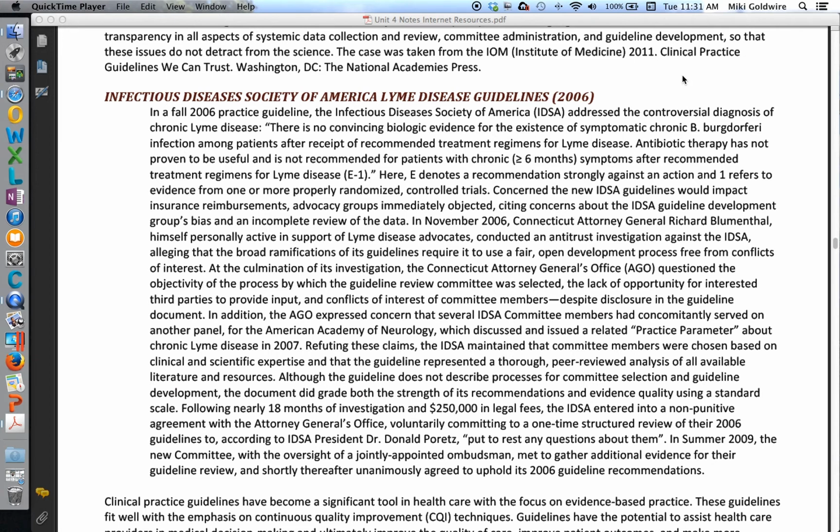According to the IDSA president, Dr. Donald Poretz, this would put to rest any questions about them. In summer 2009, the new committee, with oversight of a jointly appointed ombudsman, met to gather additional evidence for their guideline review, and shortly thereafter unanimously agreed to uphold its 2006 guideline recommendations.